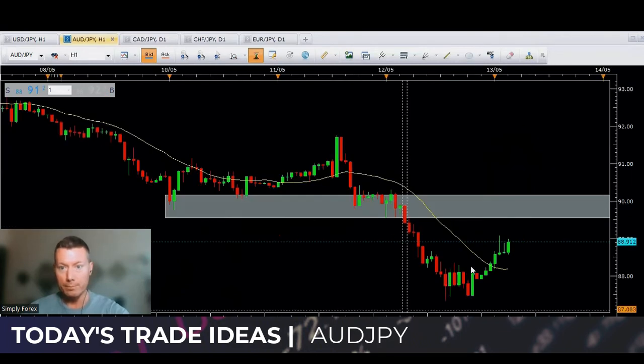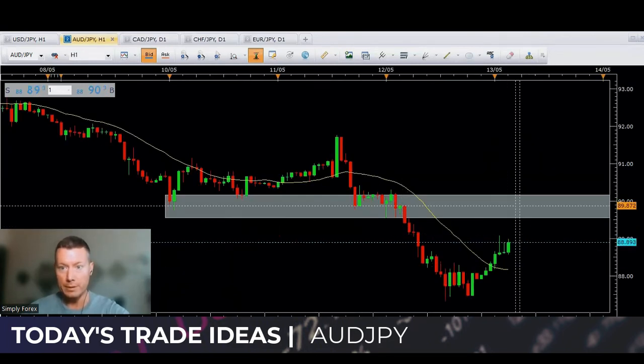Okay, so we're looking for price to come back up to this grey zone. We want to see a bearish candlestick pattern form, enter the trade, and take price back down to these last lows here. Again, I'd probably aim for this psychological level, close 80% of the trade, and then leave 20% to run down to our higher time frame target.